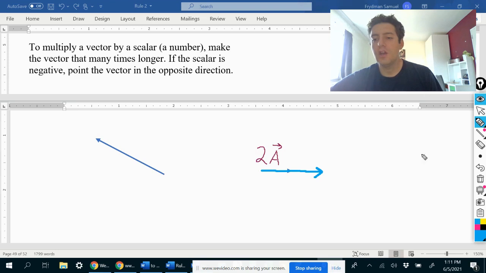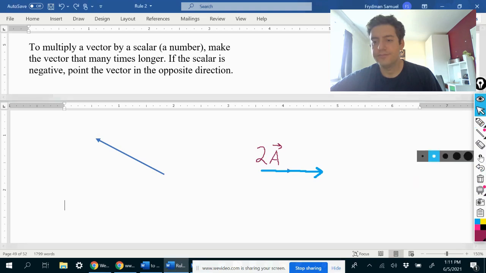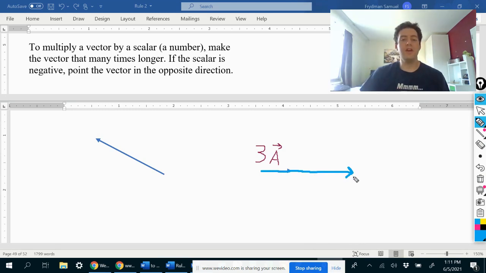If we wanted the vector 3A, then that would be 3 times as long. All right, again, I'll just do it freehand. So 1, 2, 3, about that. Okay, so this would be the vector 3A.